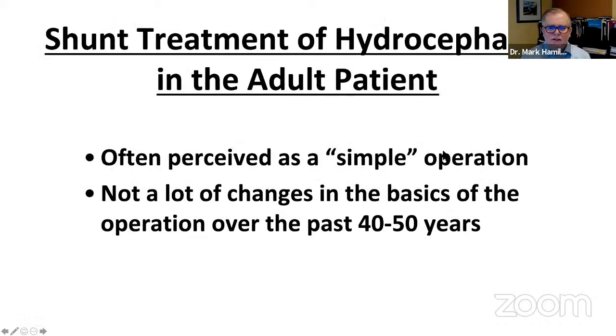It's often perceived as a simple operation. It's sometimes described as the operation that you get the junior people or the residents to do. And there's not a lot of changes in the basics of the operation over the past 40 to 50 years. There have been changes in some of the materials, in some of the valves, but we're not talking about significant evolutionary changes. We're talking about basically tweaking that has improved some things. With the exception of programmable valves, which moved us up a notch, I think we haven't moved a long way forward since then.